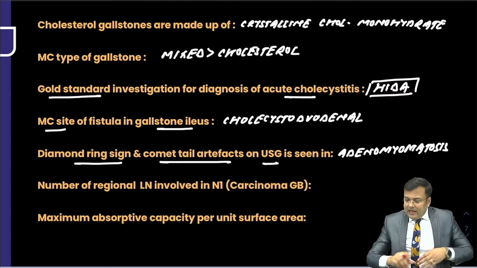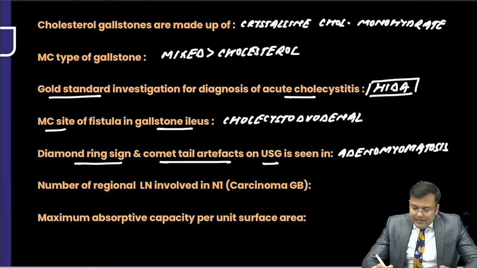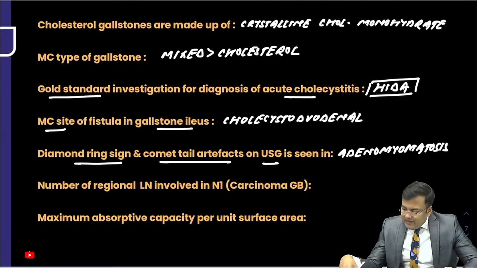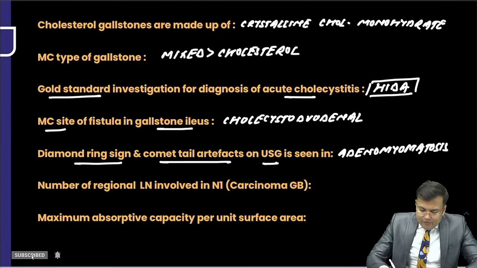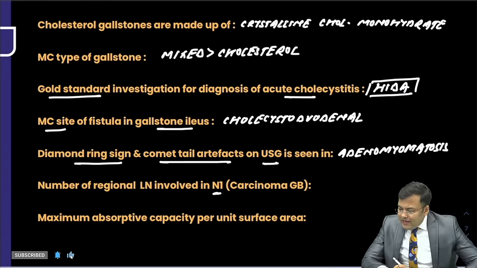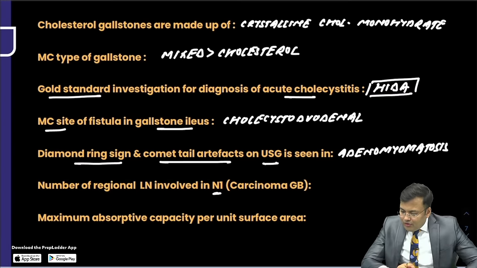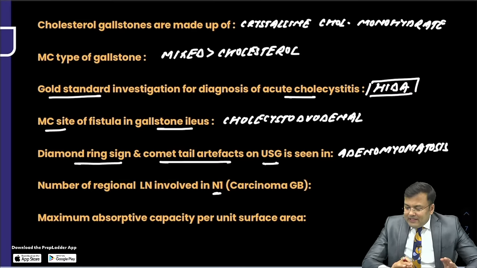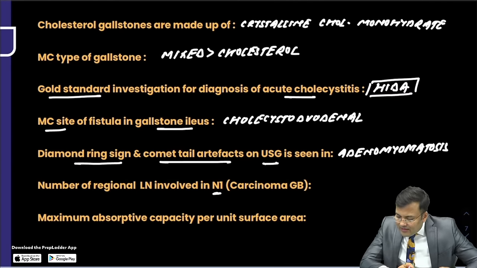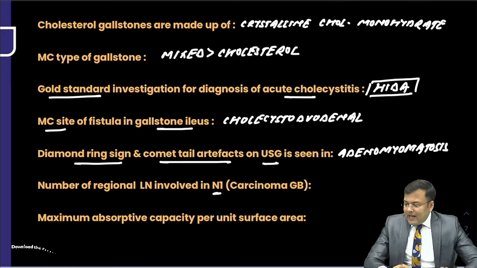Okay. Now, next question. Number of regional lymph nodes involved in carcinoma gallbladder. N1, N2, these are the two stages. Tell me, in N1, how many lymph nodes? No, not 6. Let me see who's the genius. Yes. Range. Deepak Sahu, first person to reply correctly.